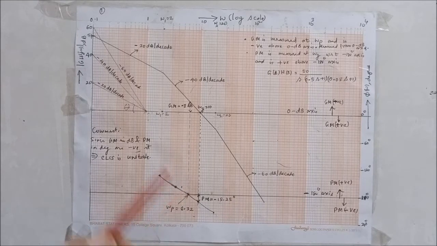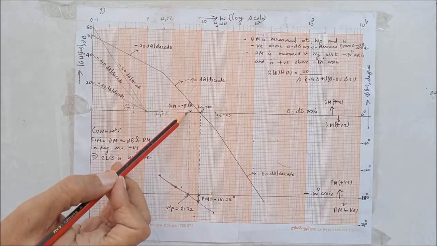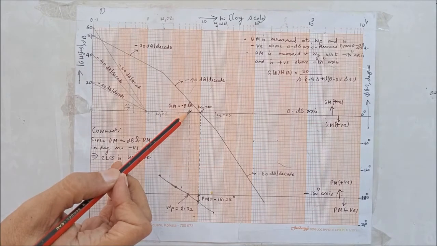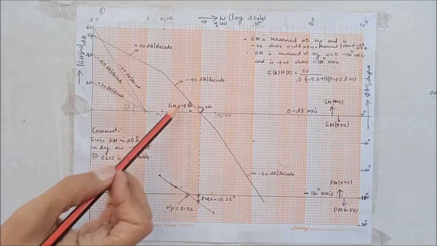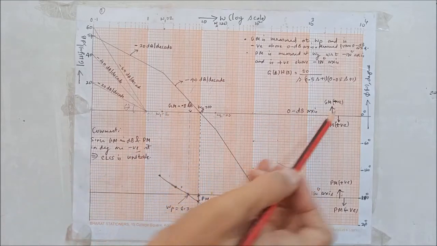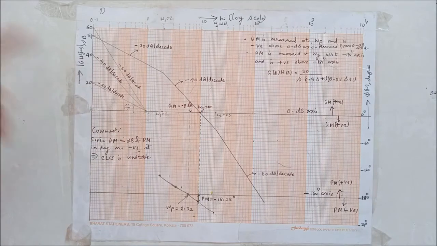At omega p, you will get gain margin. At omega p, drop a perpendicular onto the magnitude diagram. Count how many divisions there are with respect to the 0 dB axis: 4 divisions. Each division is 2 dB, so 4 into 2 is 8, minus sign because of the convention. Gain margin is negative above. Again I repeat, gain margin and gain are negative of each other.